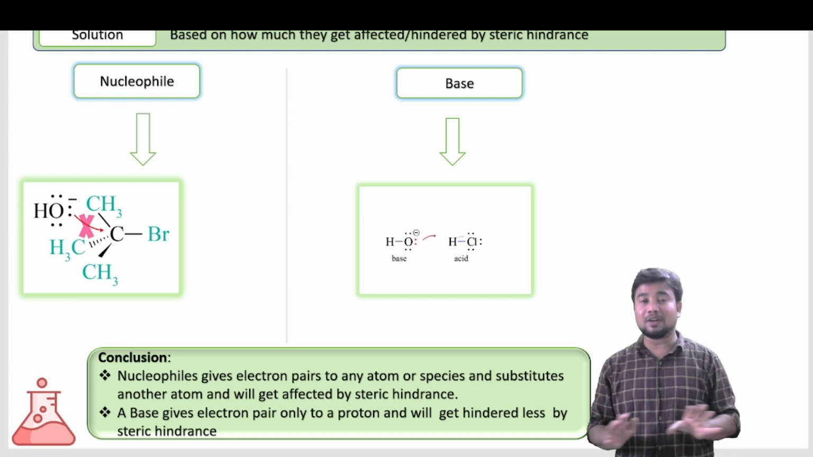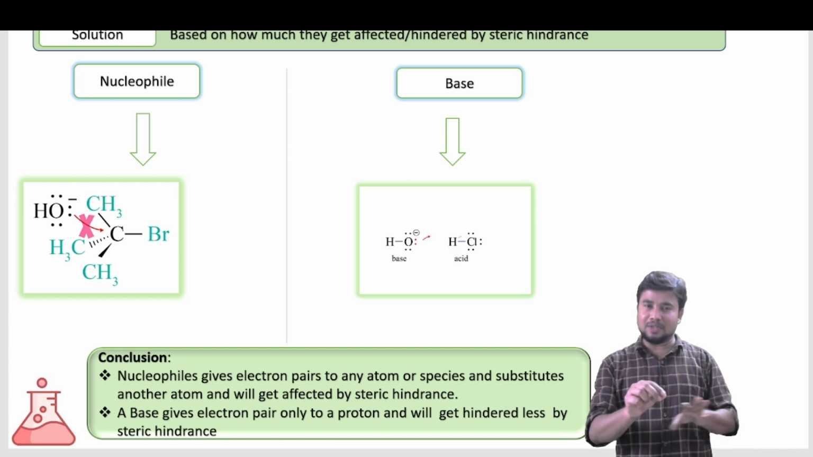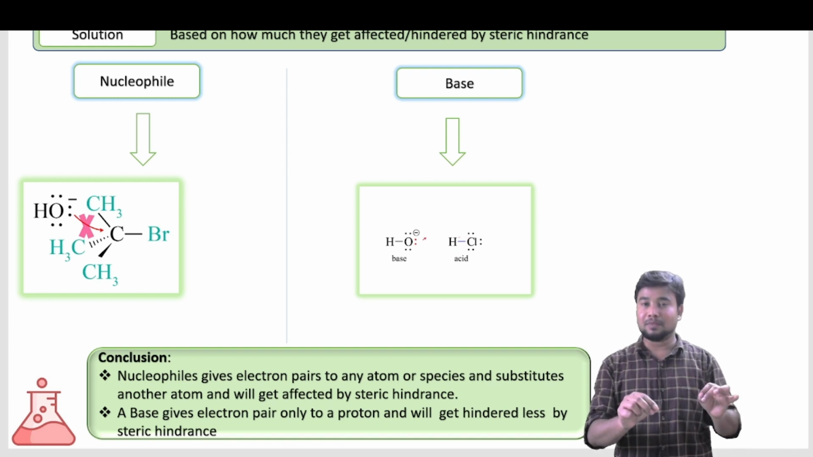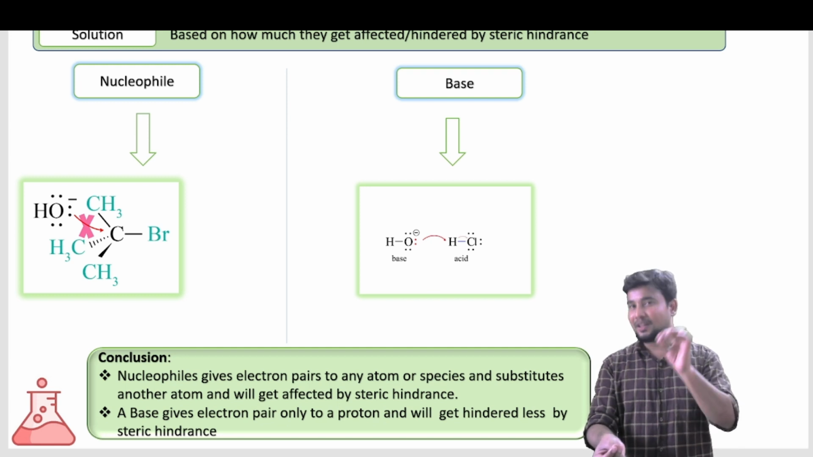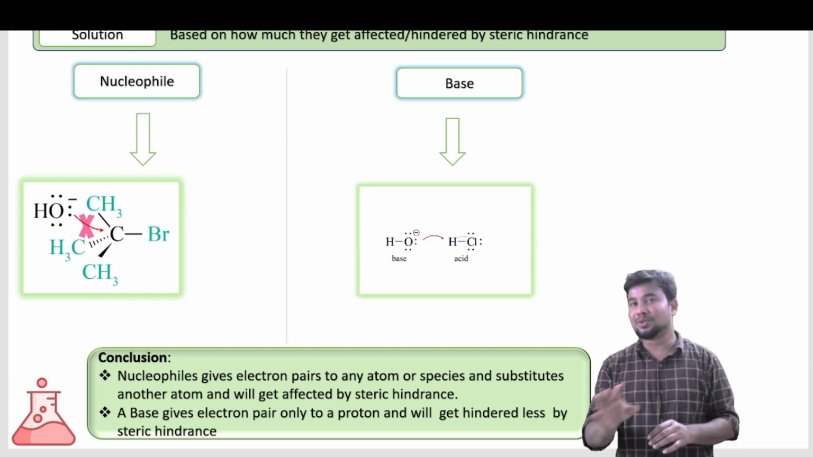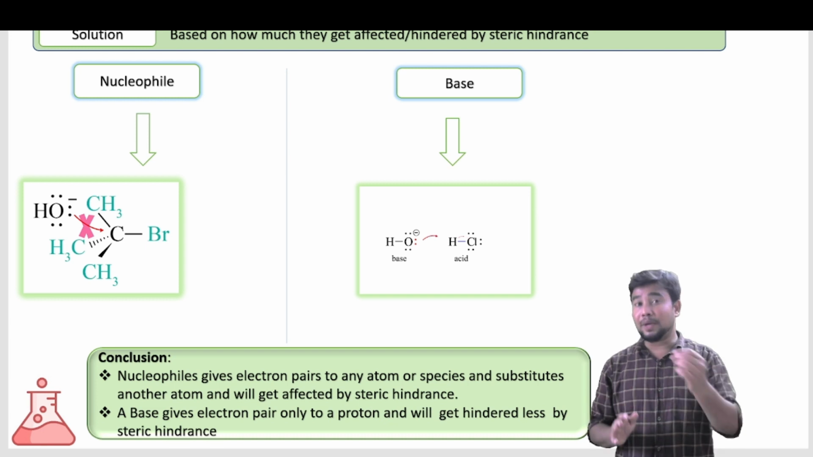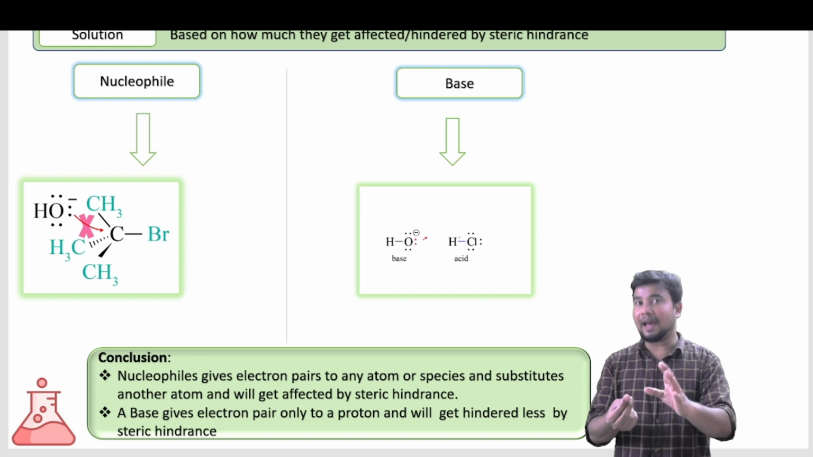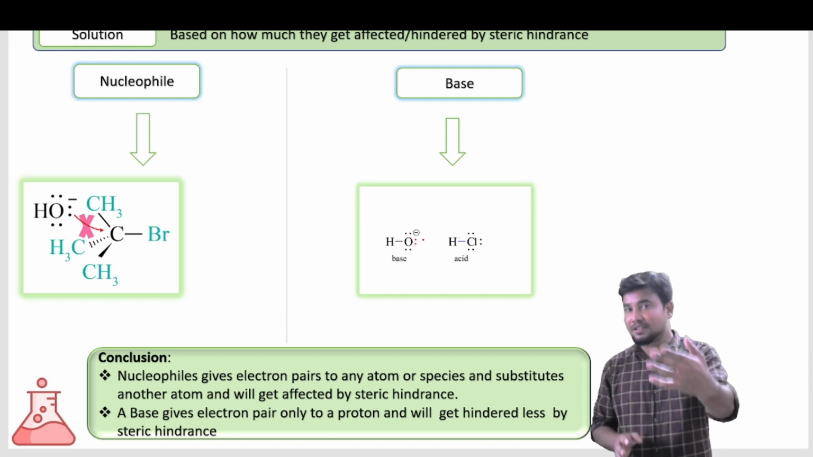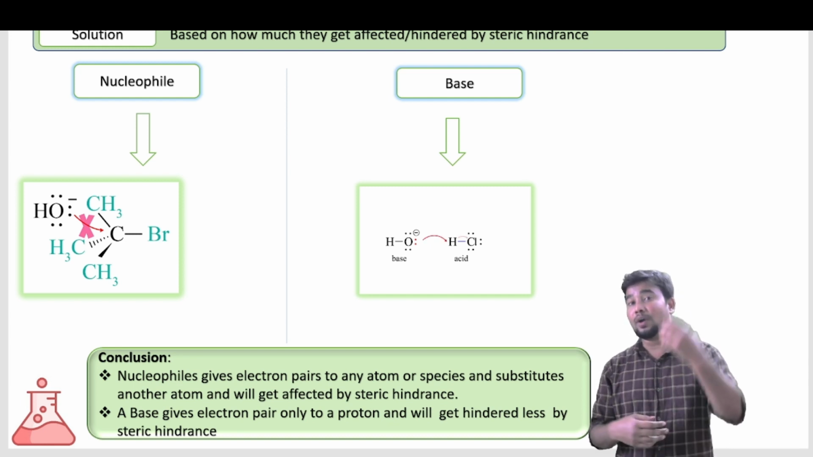Finally, we could simply conclude that nucleophiles give electron pair to any atom, right? And they do stay there with that atom in the process. They also get affected much by the steric hindrance. On the other hand, a base gives electron pairs specifically to a proton, and it does not get affected as much by steric hindrance as a nucleophile would.